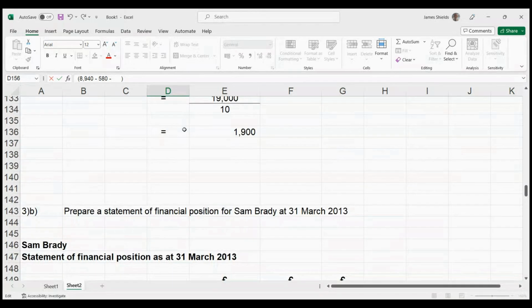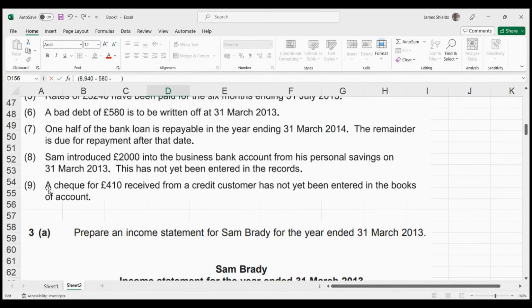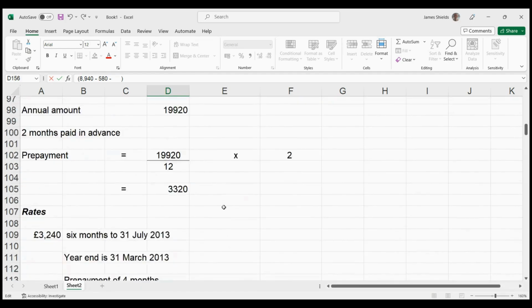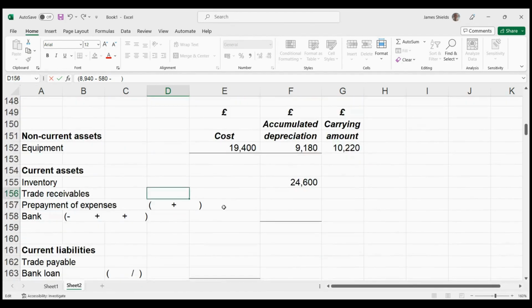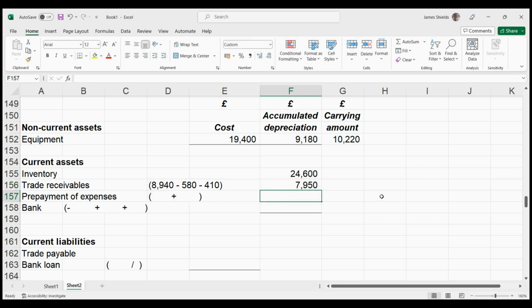And also, it says something, I think it was in the last point. A cheque for £410 received from a credit customer has not yet been entered in the books of accounts. So if we enter it, it's going to reduce our trade receivables. So we're going to take away another £410. So what's that going to give us? It's going to give us 8,940, take away 580, take away 410 to give us £7,950.